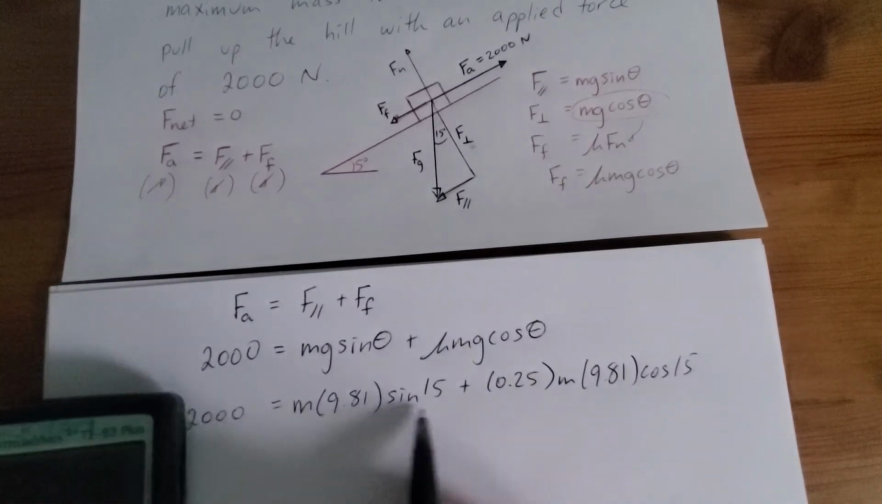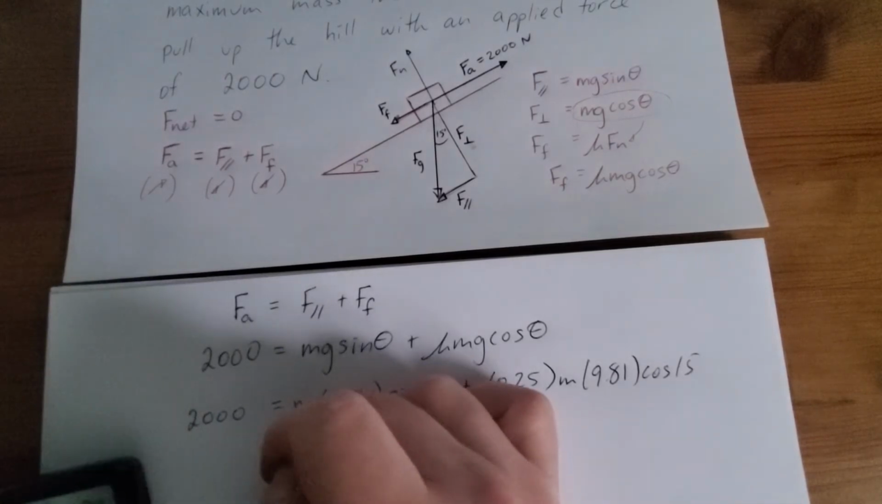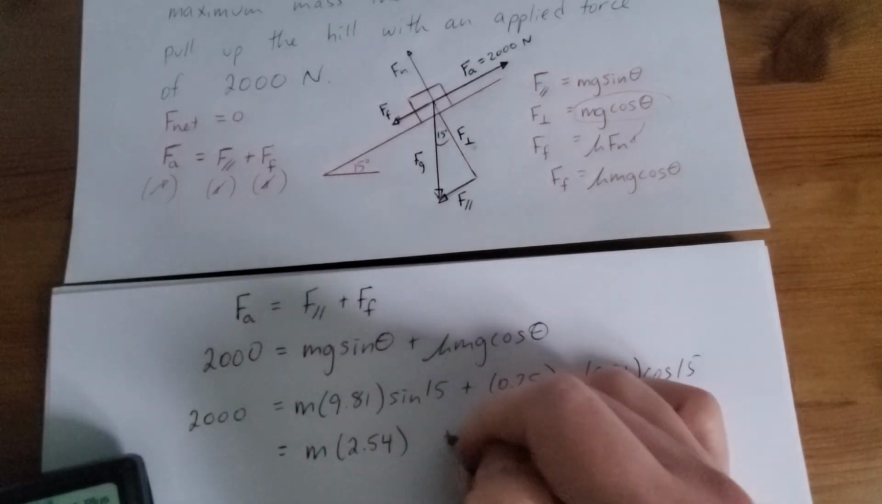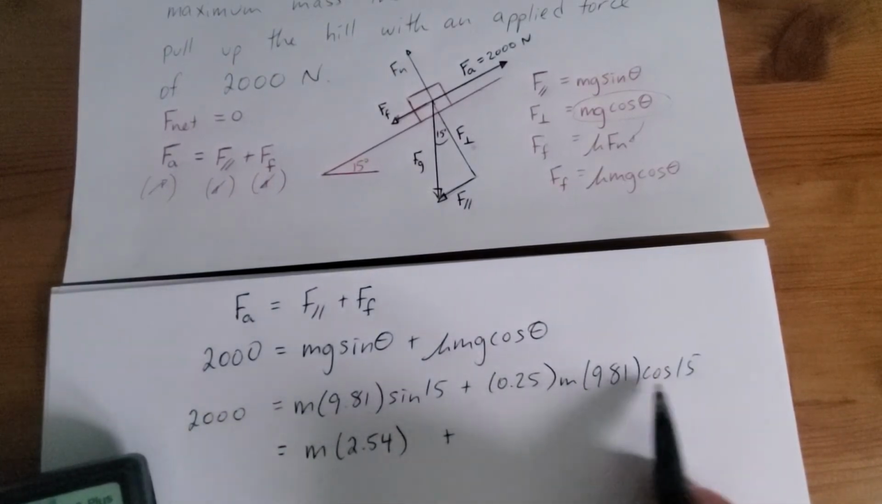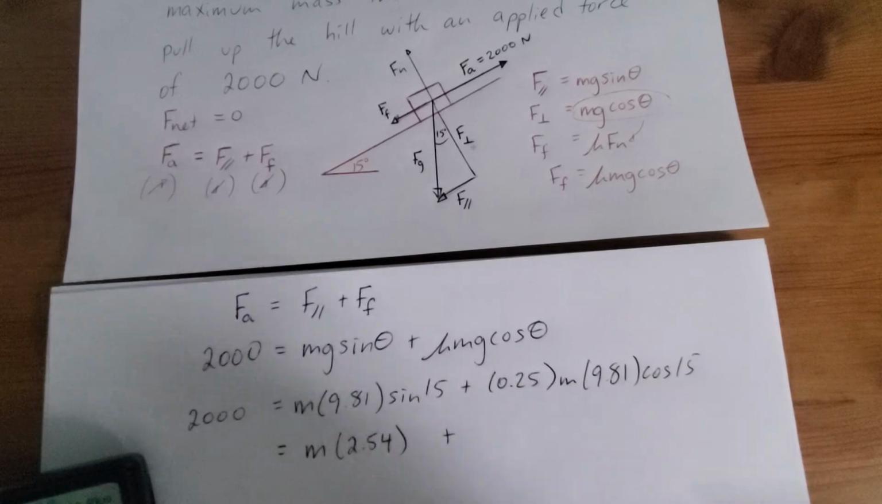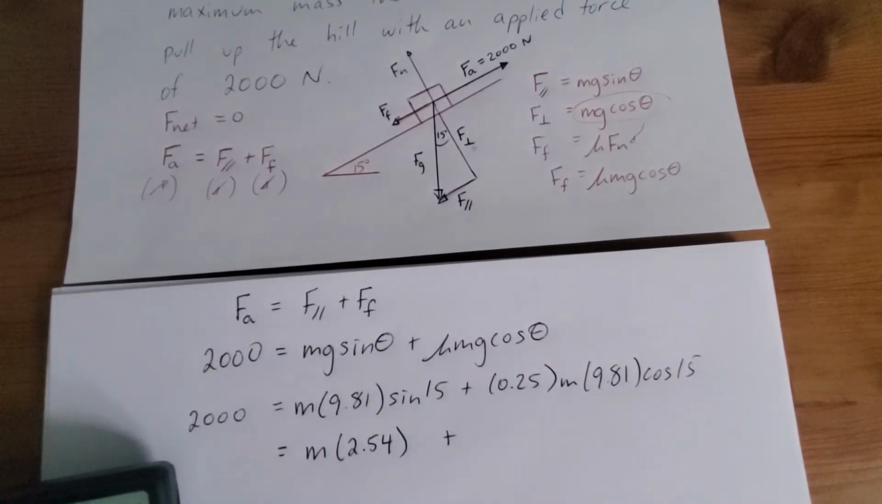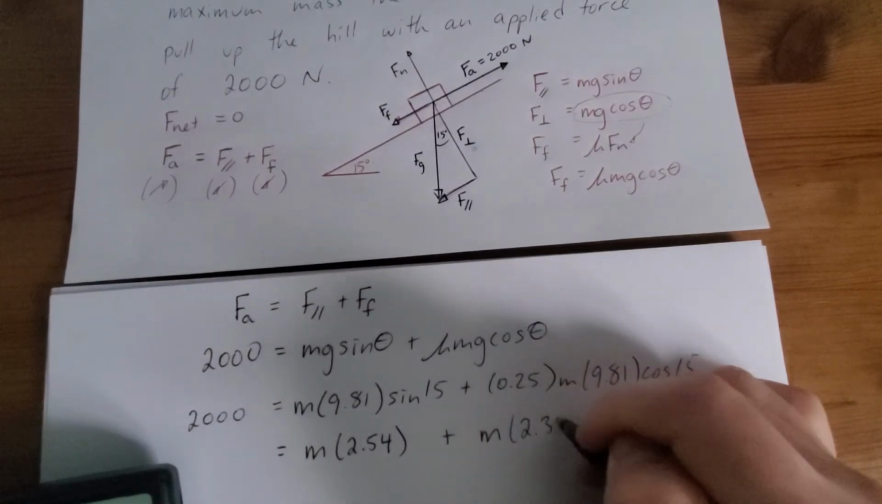Okay, I'm just going to clean this up. I'm going to do 9.81 times sine 15. And I get 2.54. Now, this represents things multiplied together. The order doesn't matter, so just leave this m alone. I'll deal with it at the end. So I'm doing 0.25 times 9.81 times cosine of 15, and I get 2.37. That's going to be times m.